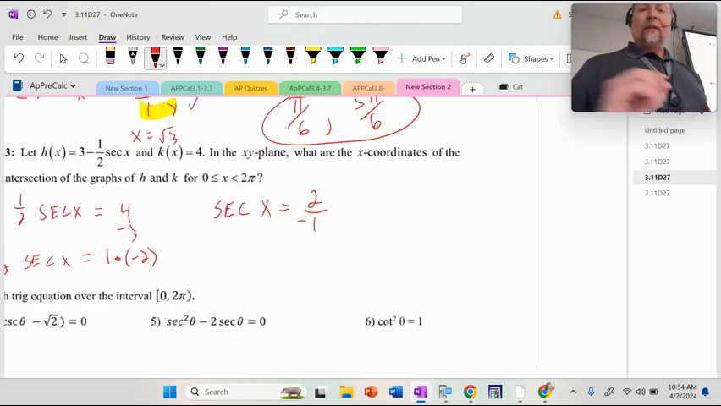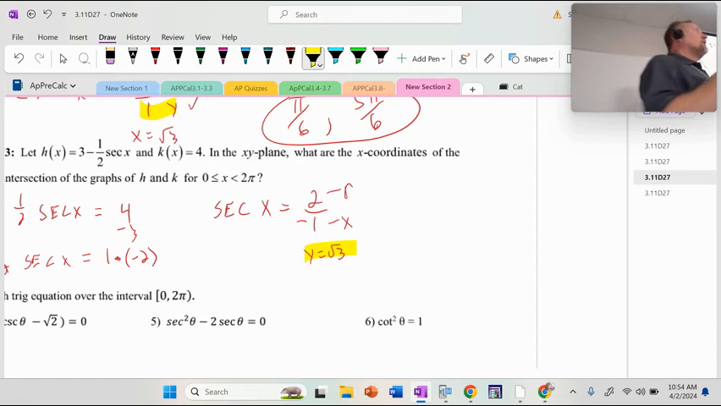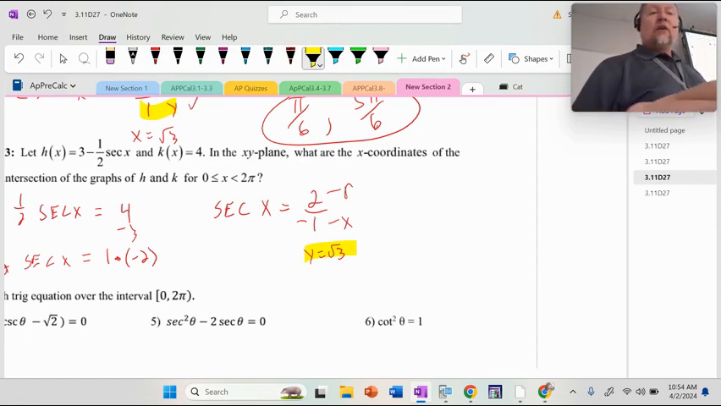But if it's not quick, this is R, this is X. Oh, by the way, then Y has to be √3. Y is always the reference angle. √3 is opposite π over 3 or a 60. So you have π over 3 in which quadrants?